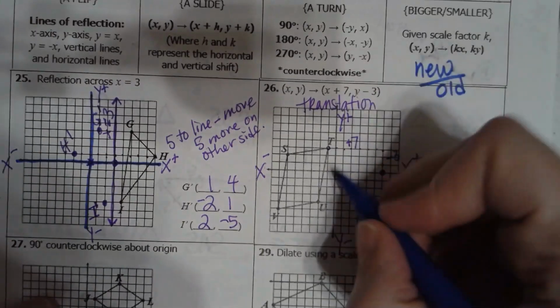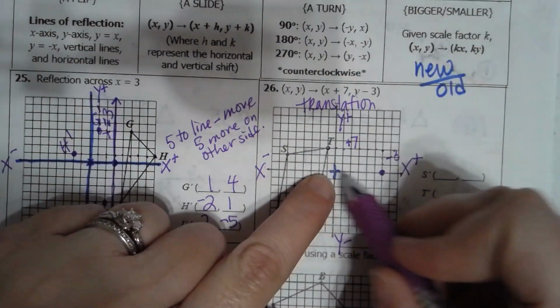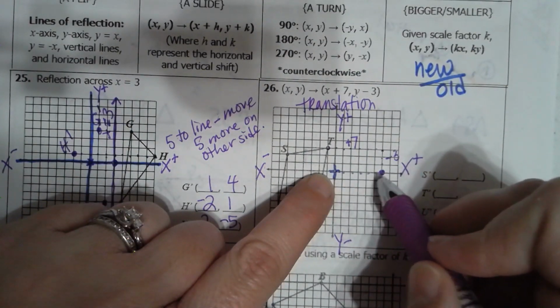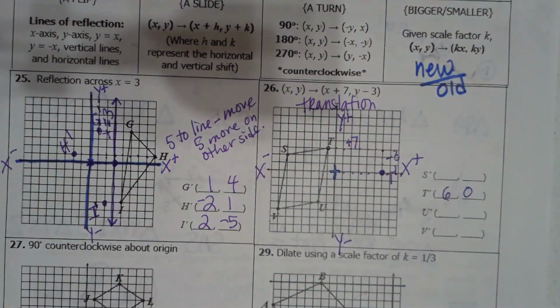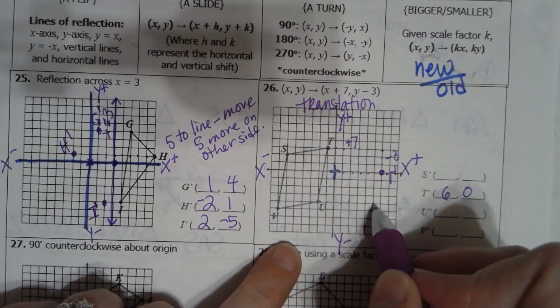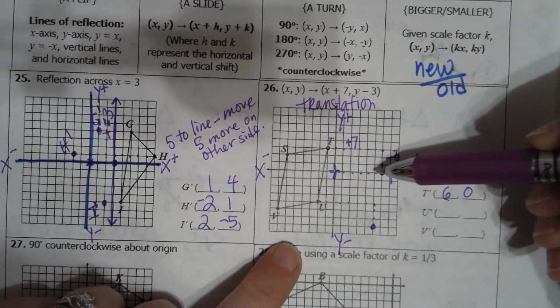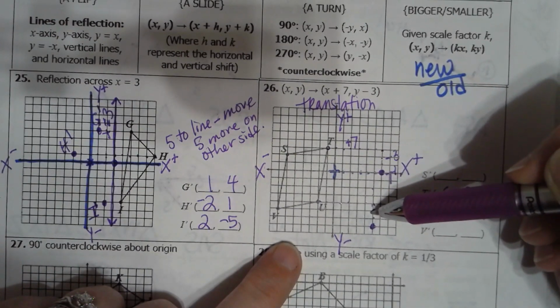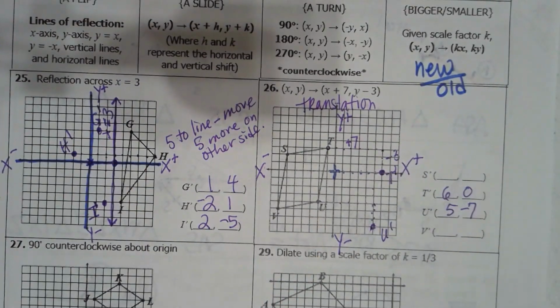So the origin is right here at the middle. Okay. So from there to get over to here, 1, 2, 3, 4, 5, 6. 6, 0. That's T prime, 6, 0. Okay, and you can do the same thing for each of those points. 7 to the right, 1, 2, 3, 4, 5, 6, 7, down 3, 1, 2, 3. So that's going to be 5, negative 7. Okay, I'm not going to do the other ones. I'm ready to be done.